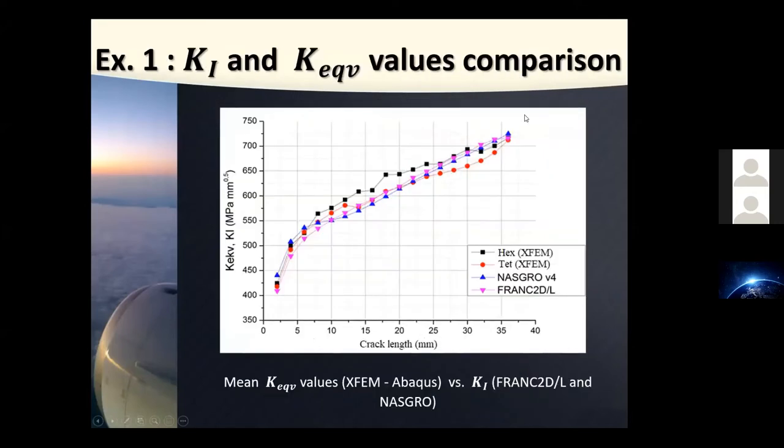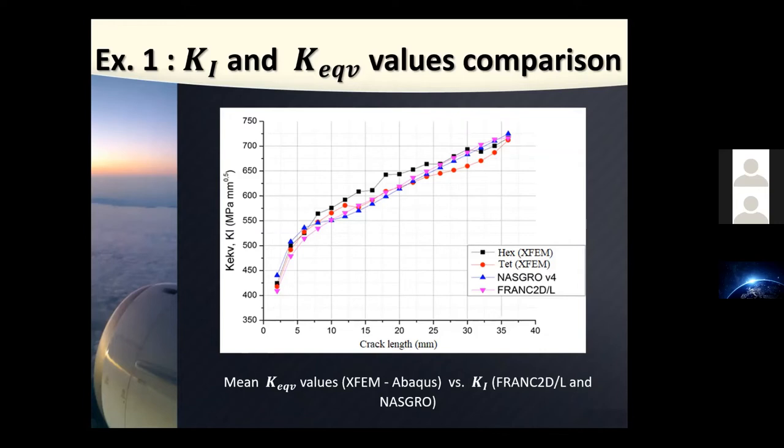Then a comparison of K1 and K equivalent. So K equivalent is from 3D. Let's not forget that when we are analyzing growth in 3D, we use a combination of K1 and K2. If again it's pure tension, then K2 is negligible, and K1 is equal to K equivalent. So in most cases, K1 and K equivalent are very similar, almost the same. But in some cases, when we have biaxial load, for example, we'll have different values of K1 and K equivalent. Okay, we can see here that Abaqus generated the same or almost the same values of K equivalent compared to the NASGRO and Franc2D solution.